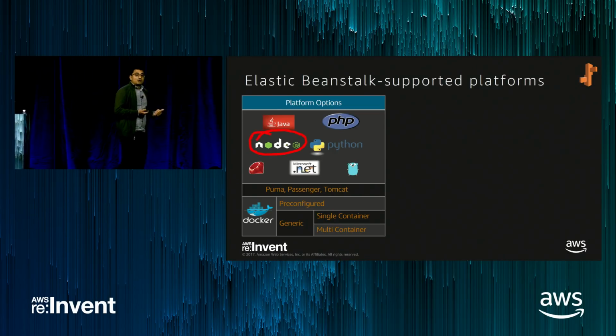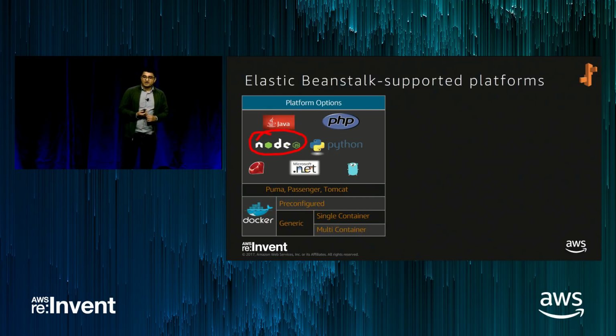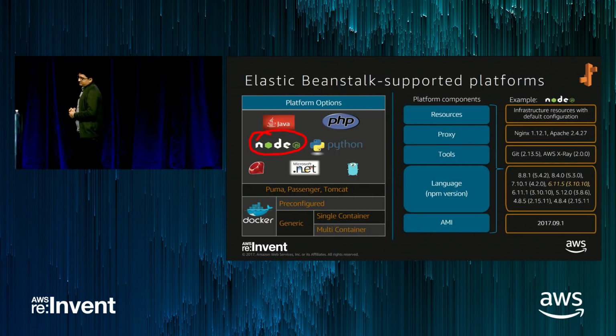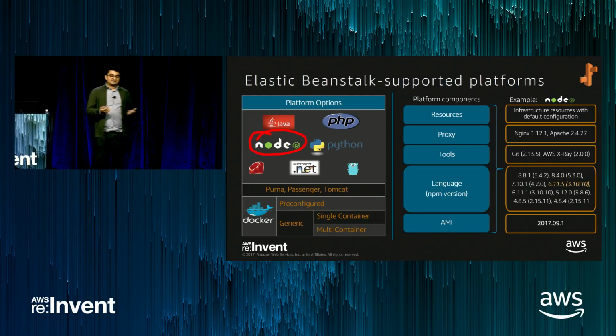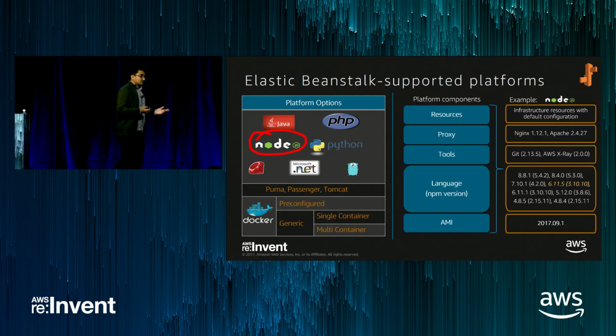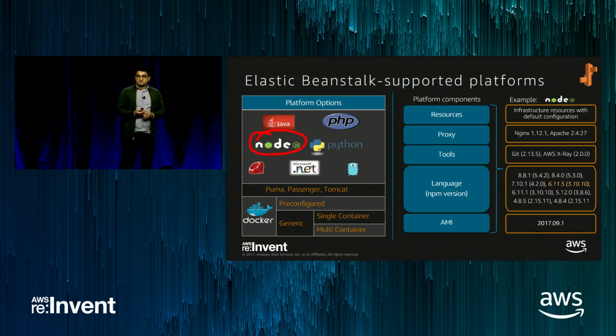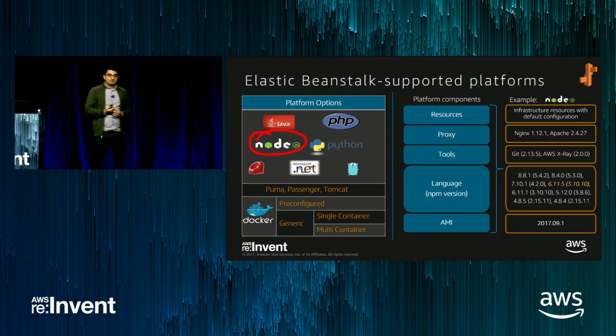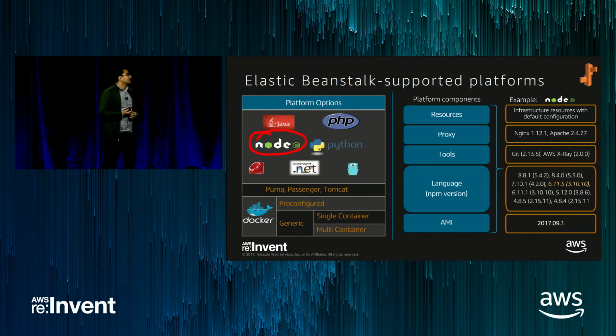But his interest is in Node because he's building the application in Node. So let's look at what the stack provides for Node. He has an AMI, which is the latest as of today. He has multiple options in terms of languages and NPM versions. So he wants 8.8.1, which is available, so he can choose from one of them.